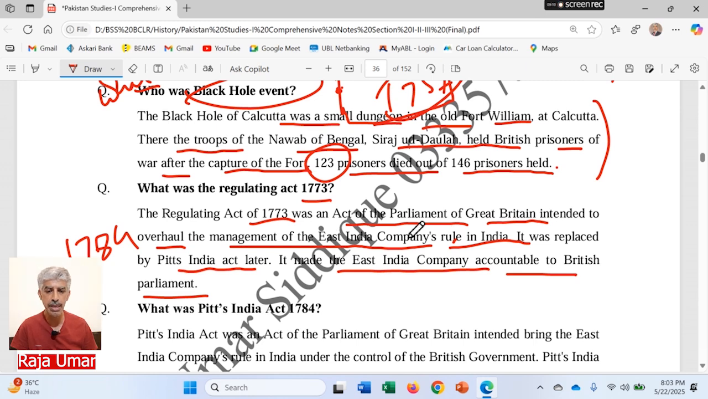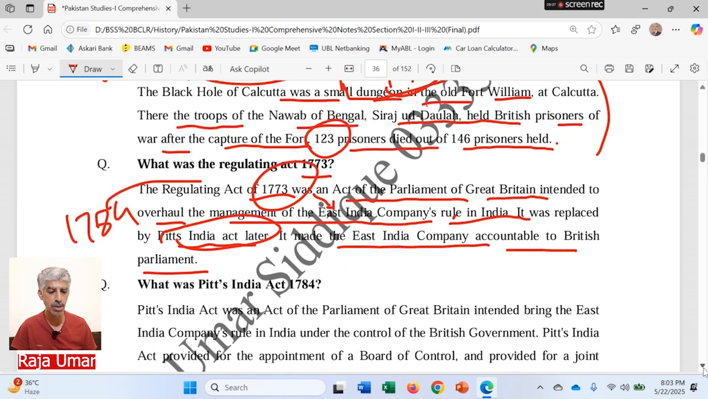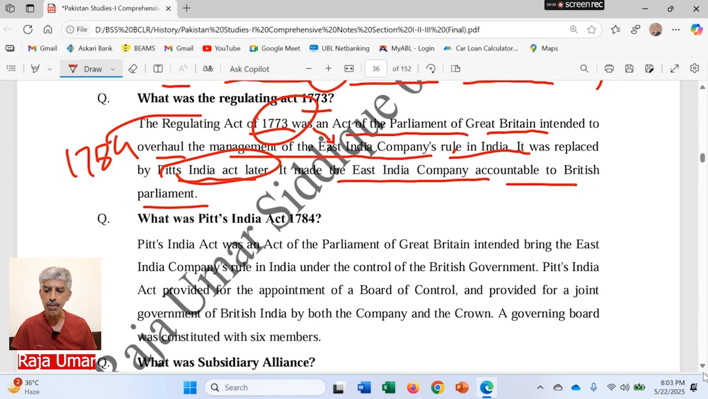Previously, the East India Company was ruling the whole subcontinent on its own with very cruel laws and even no laws. So after this act, the East India Company was made accountable to the British government for what the company was doing over there in India. Later, this particular act was replaced by Pitt's India Act, when the whole of the East India Company's affairs went directly into the control of the British government.